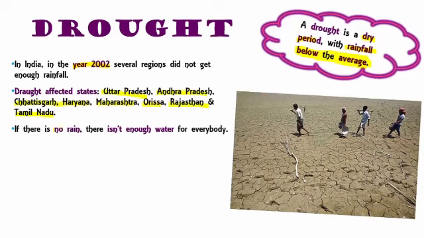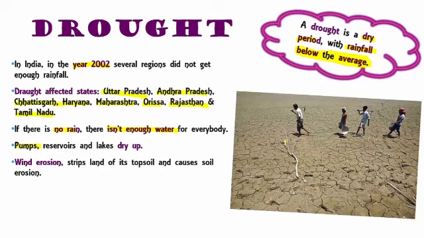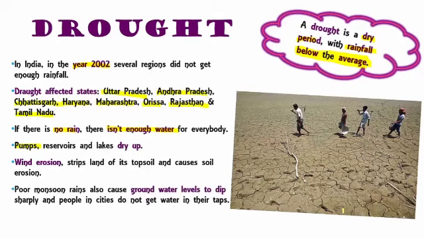Now, if there is no rain, there is not enough water for everybody to drink. Even pumps and reservoirs, lakes dry up. And because they dry up, you can see how the surface of soil is. Wind can easily take away the topsoil, causing soil erosion, which will leave the land barren. No more fertility will be left in the soil for things to grow.